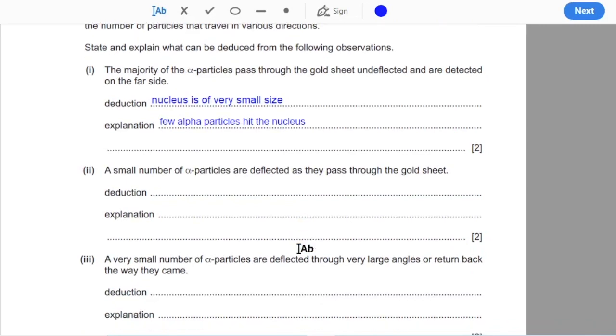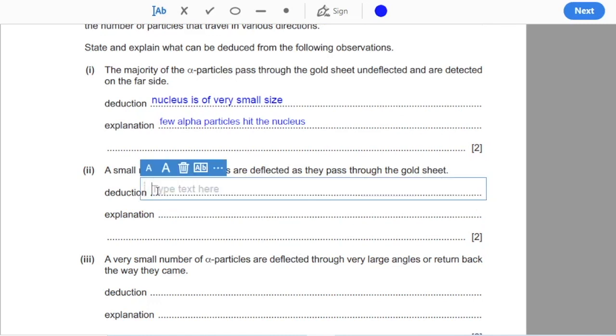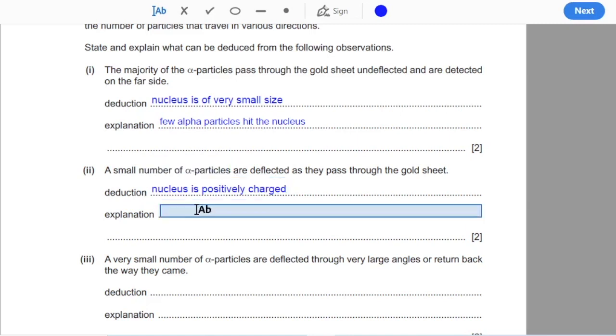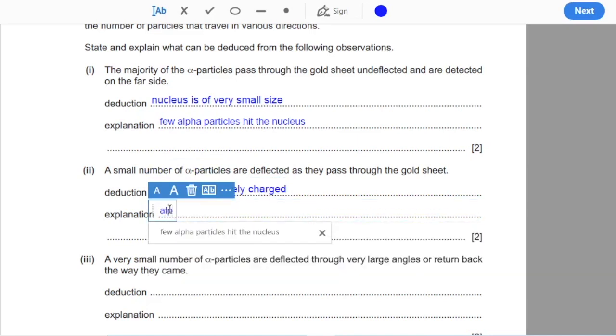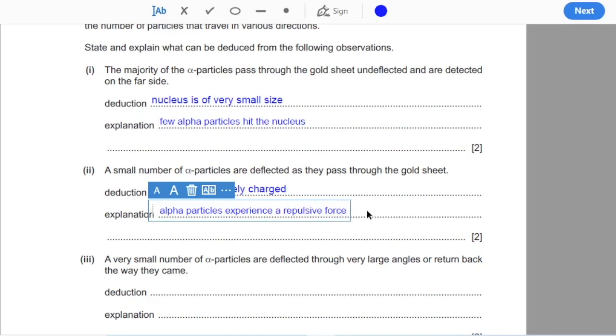Part 2, a small number of alpha particles are deflected as they pass through the gold sheet, and the deduction is, why are they being deflected? Why don't they pass straight? Because the nucleus is positively charged, and so are the alpha particles. The nucleus of the gold sheet is positively charged, and the explanation to it is alpha particles experience a repulsive force because like charges will repel each other.